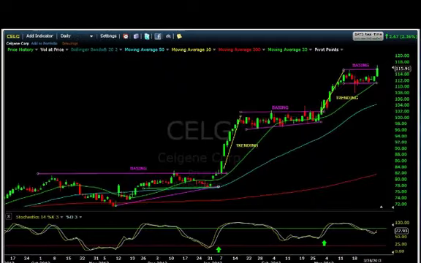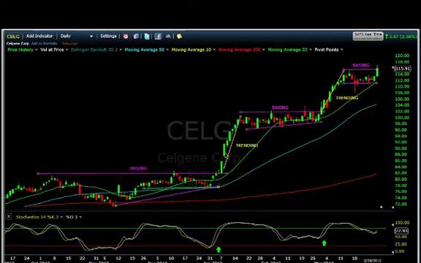Let's take a look at Celgene. With Celgene, we can see that we put in these lows and these highs. We moved sideways and we created this base. We put in a higher low. And looking at stochastics, we very readily could see that we're either going to break out or fail. In this case, we broke out and we started trending again.